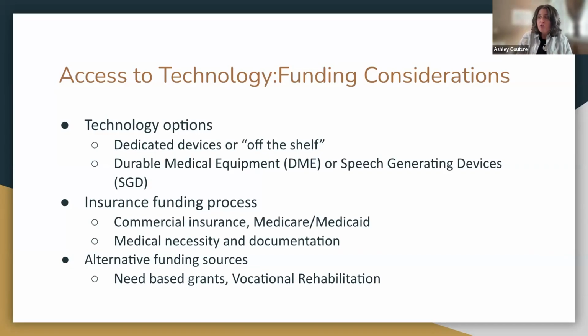And there are some alternative funding sources. There are some need-based grants, and then vocational rehabilitation or High Ability is another avenue for some supports for technology that is needed for someone to pursue work-related goals, which communication is a big part.